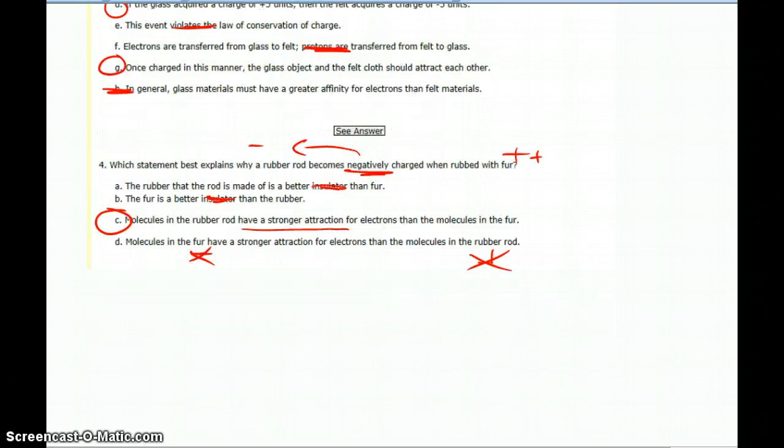Okay, so that's some of the basics of what happens when you charge by friction. We'll also be looking at conductors, insulators, and polarization as we move ahead.